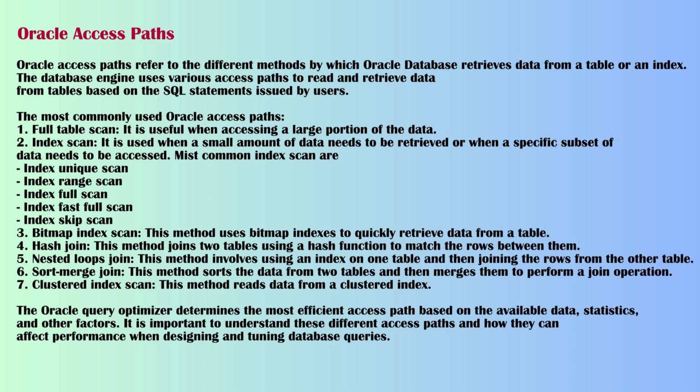Joining. When a matching row is found, the database system combines the matching rows from both tables into a single result set. The result set is then sent to the user or application that requested the join operation.